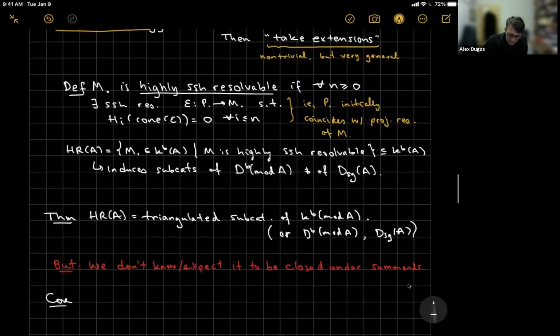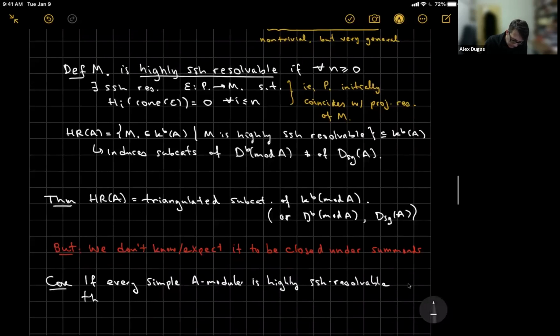Okay, and so now, as a corollary from this, we get the following sufficient condition. So if every simple A module is highly SSH resolvable, then so is every finite length A module, or even any bounded complex of finite length modules.